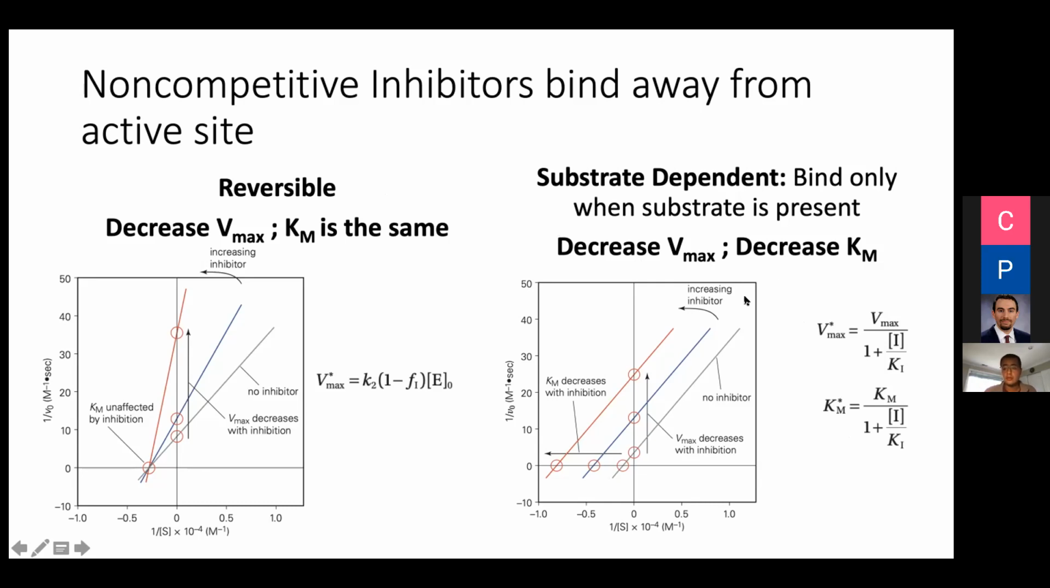And I just want to point out that the fact that the Km is decreasing is not because the enzyme has more affinity for the substrate, but it has to do with equilibrium. So just keep that in mind, that the enzyme doesn't have more affinity for the substrate. And yeah, that's all I have.